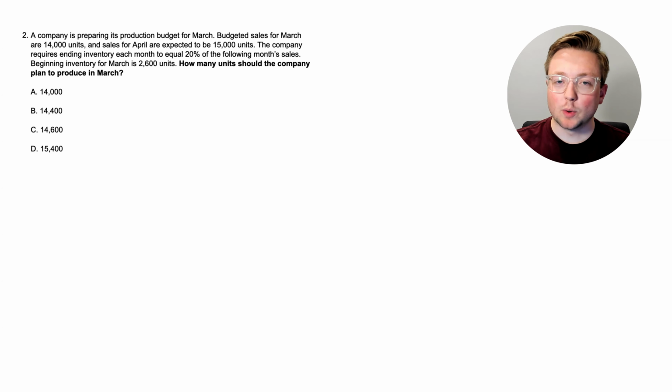All right, here we are at question 2. Again, reading the last sentence first: how many units should the company plan to produce in March? Okay, let's go up to the top. A company is preparing its production budget for March. Budgeted sales for March are 14,000 units, and sales for April are expected to be 15,000 units. The company requires ending inventory each month to equal 20% of the following month's sales. Beginning inventory for March is 2,600 units. So again, how many units should the company plan to produce in March?